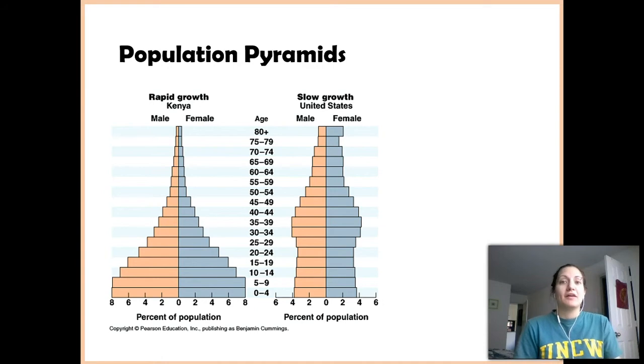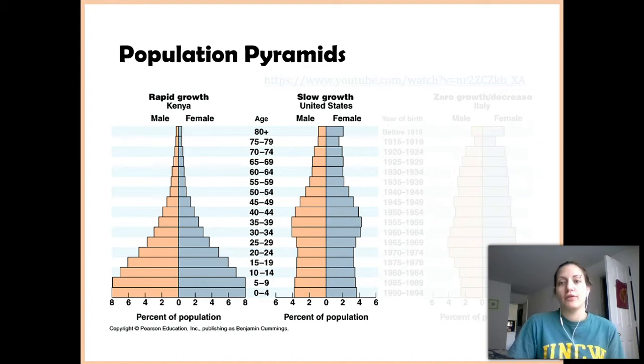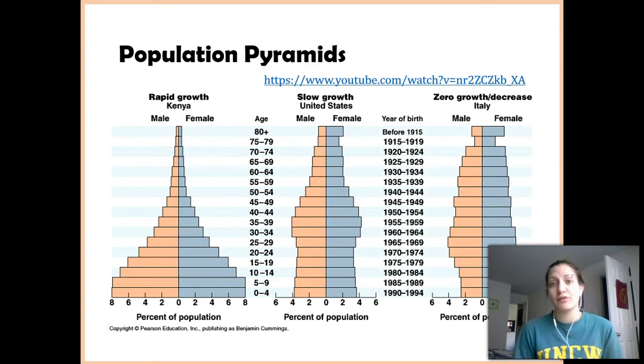Whereas in Kenya, you're talking about adding hundreds of thousands and millions of people to their population every year based on how many children the females are having. Now, the very last type of growth is negative growth or zero growth, but we'll focus more on negative or declining population. This is an example of Italy. Japan is another classic example. Really, a lot of the European Union nations have zero or declining growth.